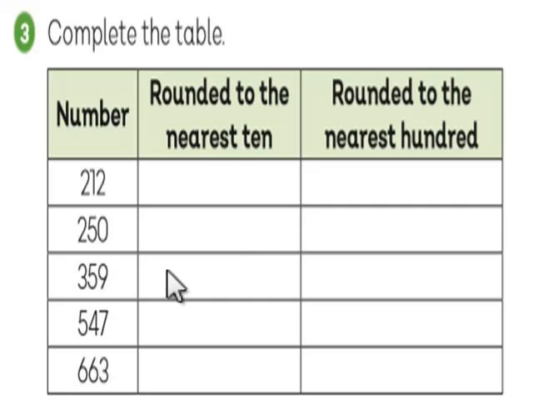So the answer is 250. Okay, 359. Round to the nearest 10. Answer is 360. 547, round to the nearest 10 is 550. So write 550. 663, round to the nearest 10.